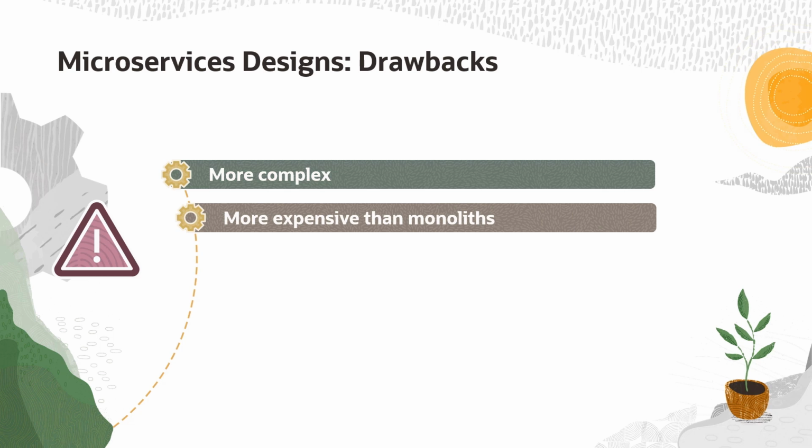More expensive than monoliths. For microservices architecture to work for your organization, you need sufficient hosting infrastructure with security and maintenance support. You also need skilled development teams who will understand and manage all of these services for you.